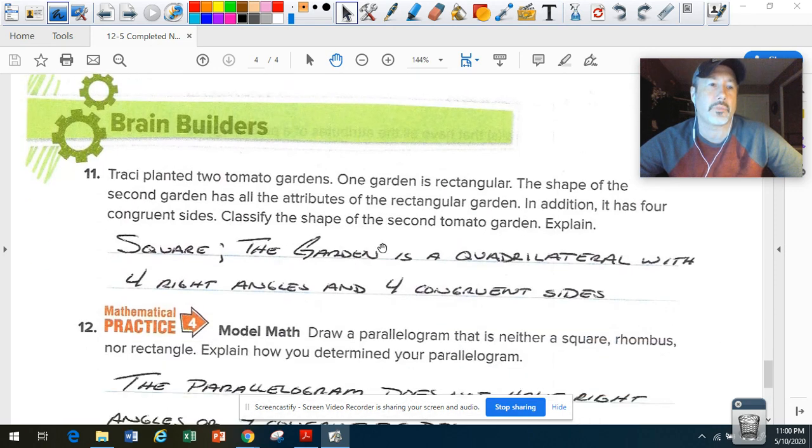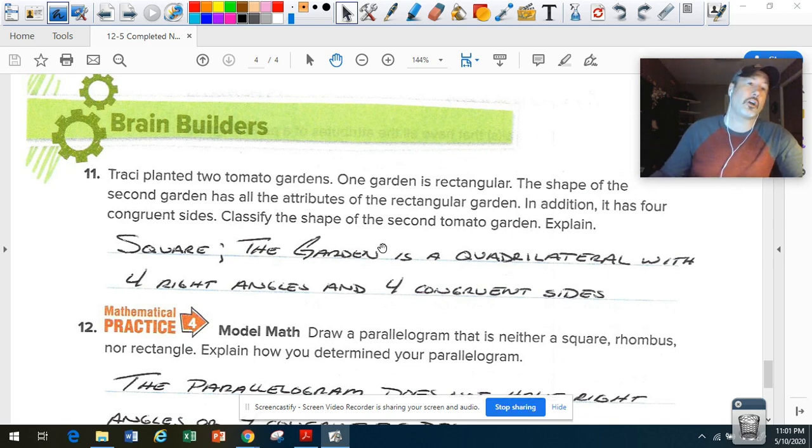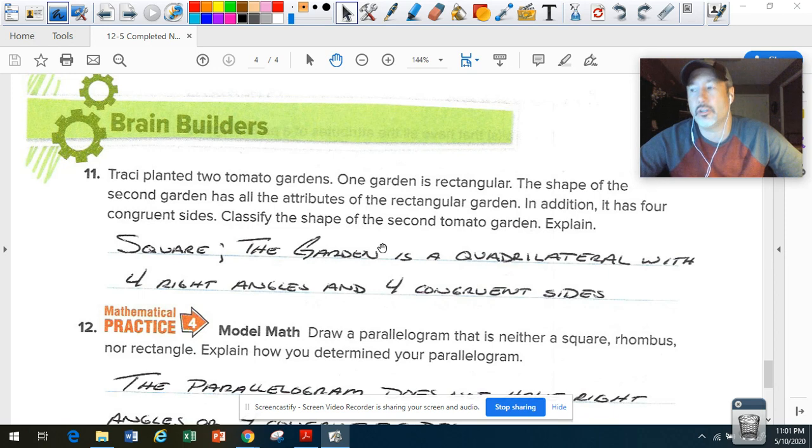Last couple here. We got about 3 more. Tracy planted 2 tomato gardens. One garden is a rectangle. The shape of the second garden has all attributes of a rectangular garden. In addition, it has 4 congruent sides. Classify the shape of the second tomato garden. Explain. Has to be a square. Why? Because all the sides are the same and it must have the right angles, okay? The right angles also. So it's a square. The garden is a quadrilateral with 4 right angles and 4 congruent sides.